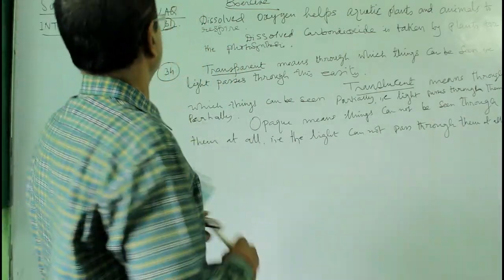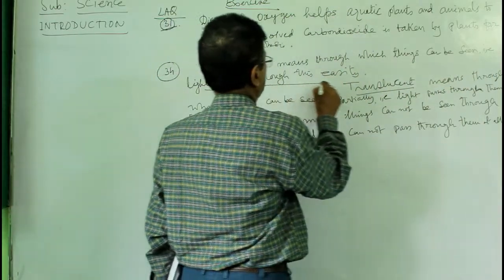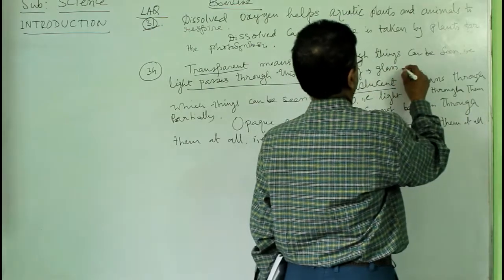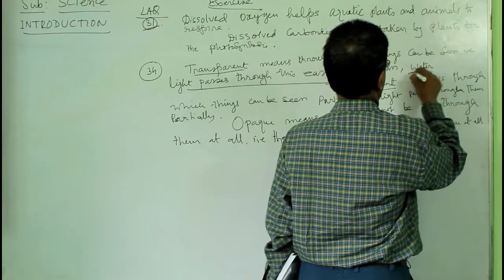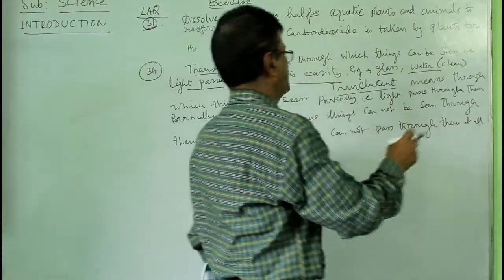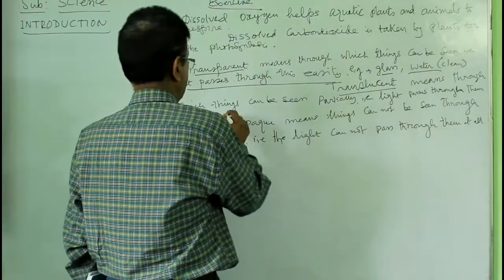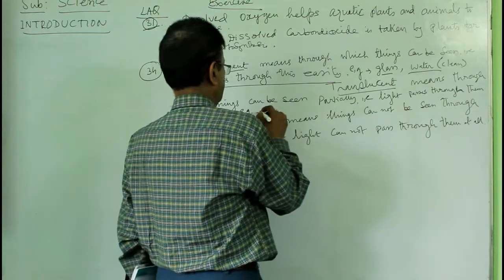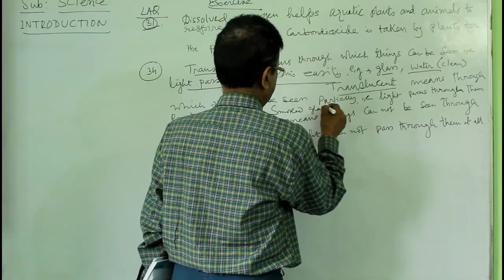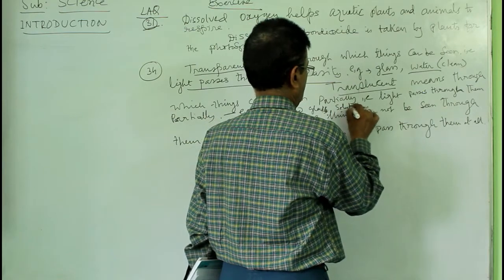Well, children, we have it like this. Transparent means through which things can be seen easily. That is, light passes through them easily. As for example, glass and clean water. The second one is translucent, means through which things cannot be seen clearly, only partially. That is, light passes through them partially. As for example, cellophane paper, smoked glass and solution of barley.